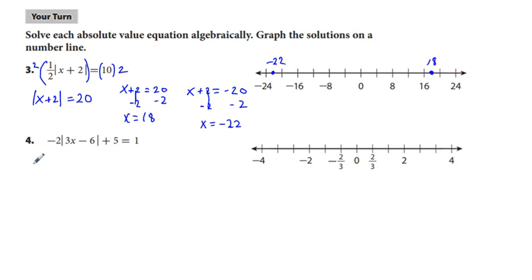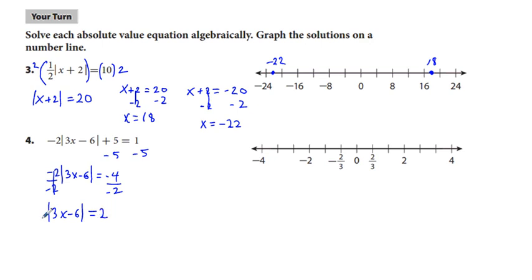Now for number 4, I invite the viewer again to pause the video, work it out, then play it in to see if you got it right. Okay, on this equation, if we subtract 5 from both sides of the equation, we get negative 2 times absolute value of quantity 3x minus 6 is equal to 1 minus 5, which is negative 4. Now if we divide both sides of this equation by negative 2, we get absolute value of quantity 3x minus 6 is equal to 2.